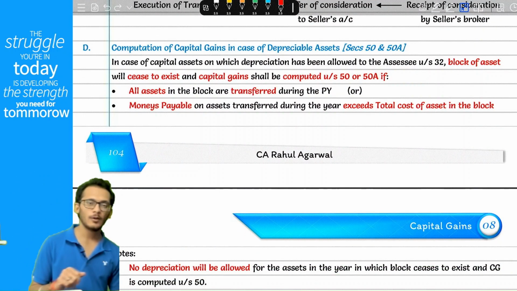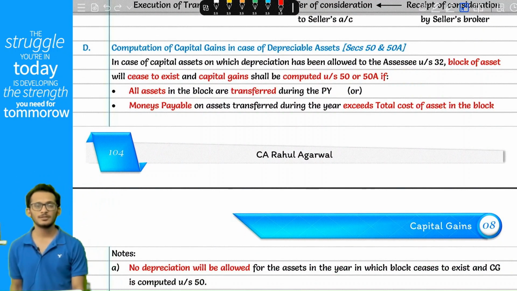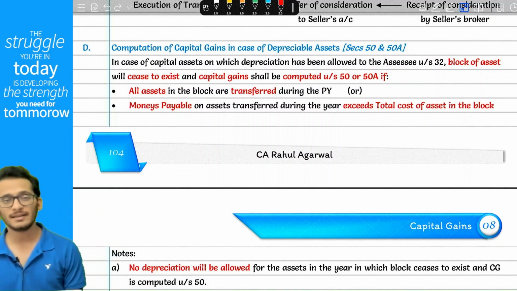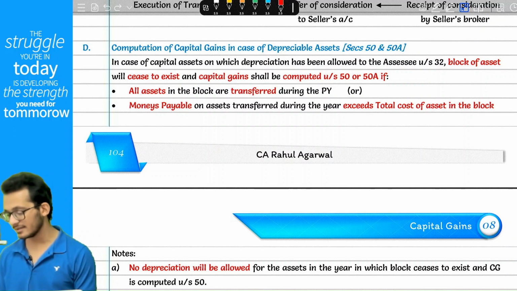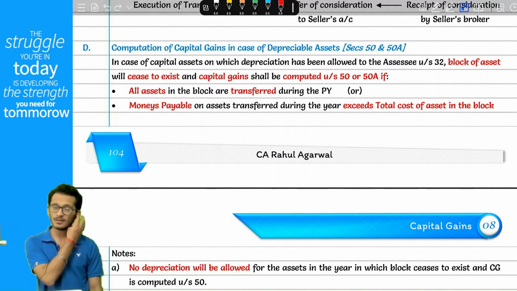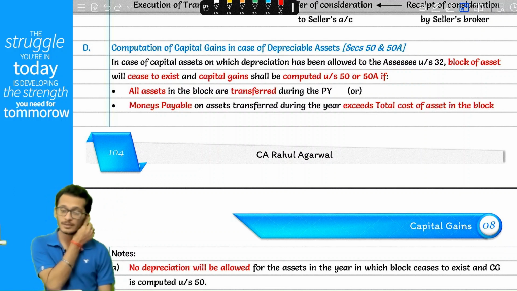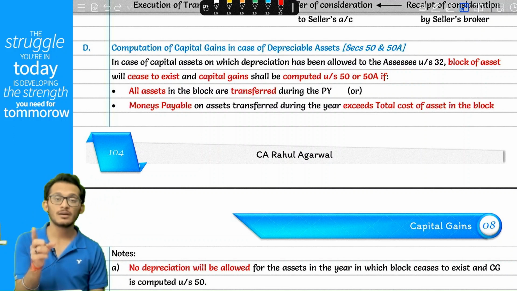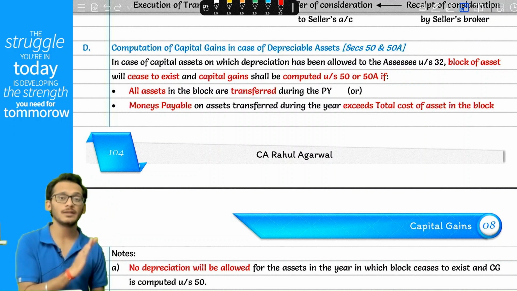Depreciable assets, we have already discussed this in capital gains. If you have any depreciable assets, you have to transfer this asset by treating it as a short-term capital gain. But this provision will only apply in case the block ceases to exist, which means either you sell off the whole block or you sell the block in such a way that the consideration is more than the block itself.